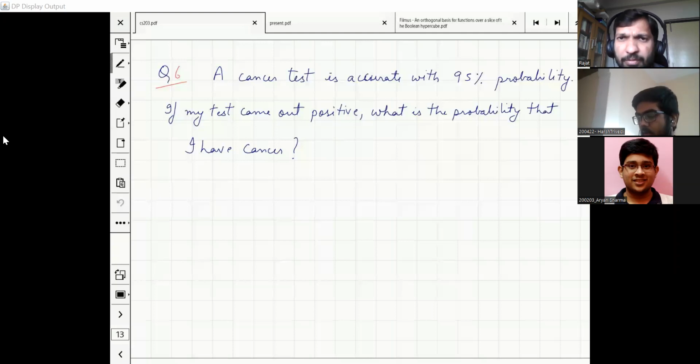Okay, let me just clarify. When I say cancer test is accurate with 95% probability, that means it's accurate on both sides. If 100 people have cancer, it will answer yes for 95 of them. If 100 people do not have cancer, then 95 people will get the answer no.